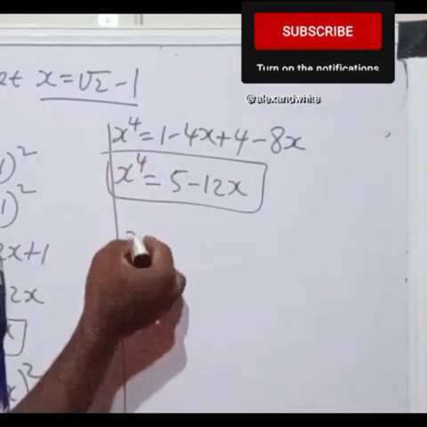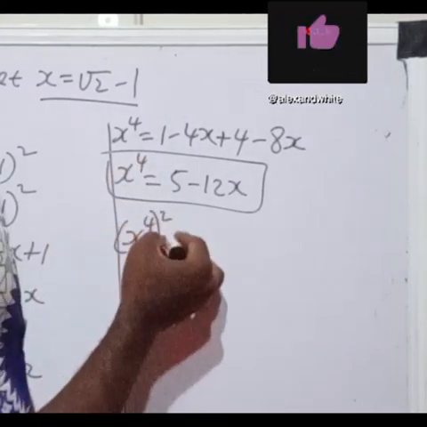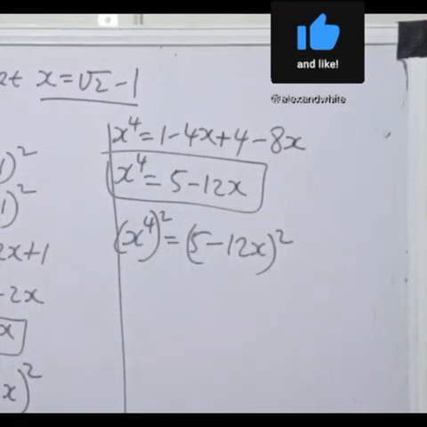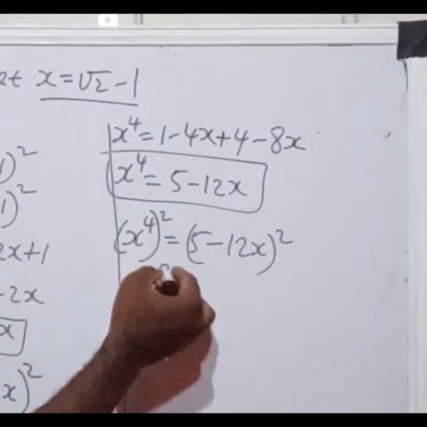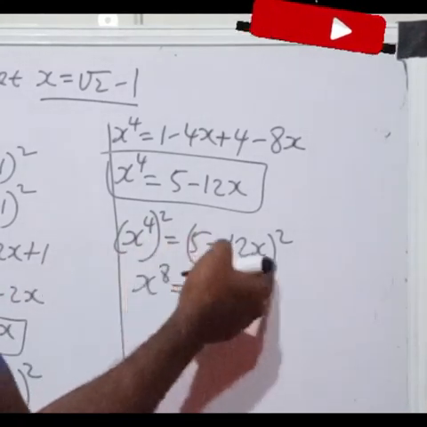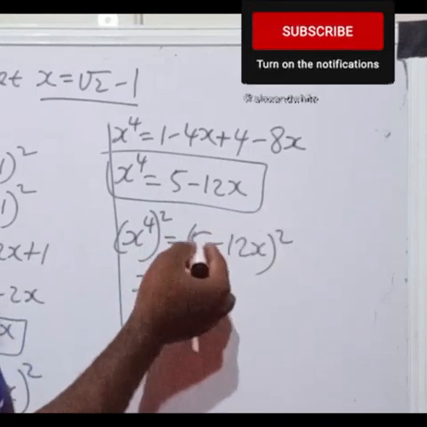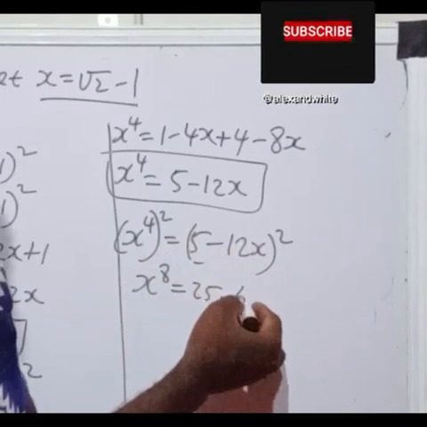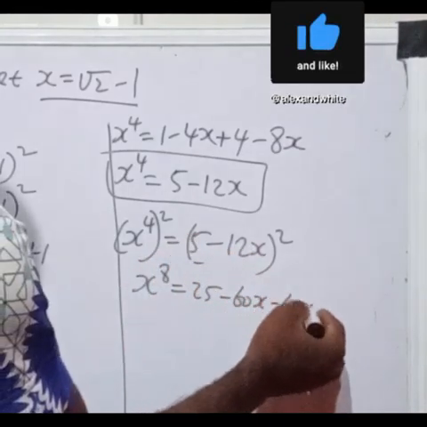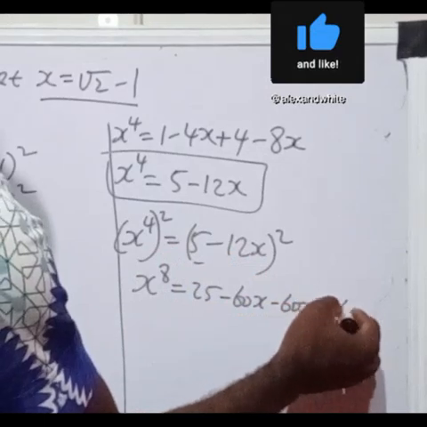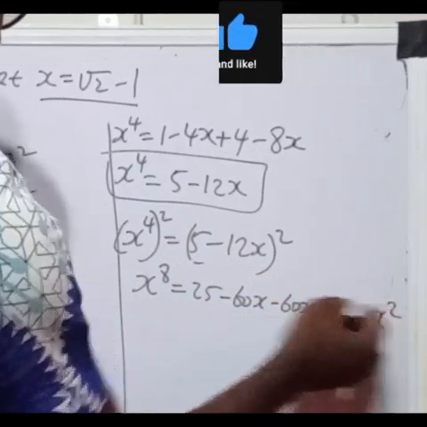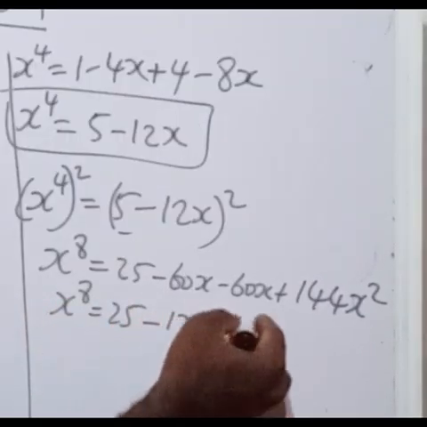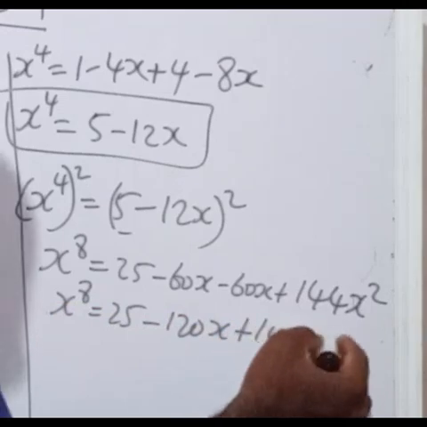If I square again, I have x raised to the power 4 squared is equal to (5 minus 12x) squared. And this is x raised to the power 8 equals, if you square this, you split into two brackets and expand. So I have 5 times 5, you have 25. 5 times 12, you have minus 60x, minus another 60x, then plus 144x squared. And then x raised to the power 8 equals 25 minus 120x plus 144x squared.